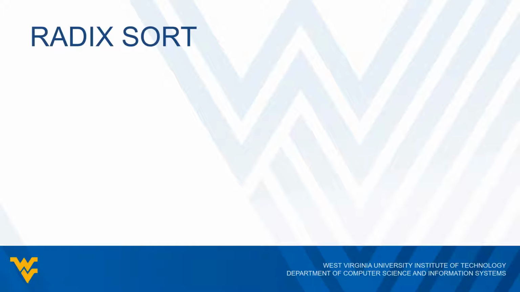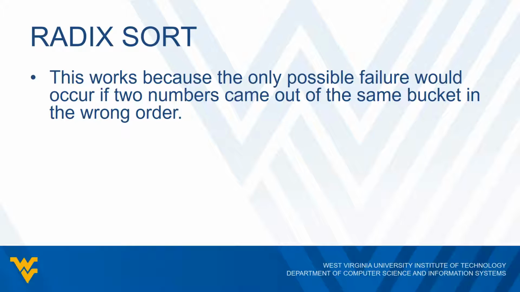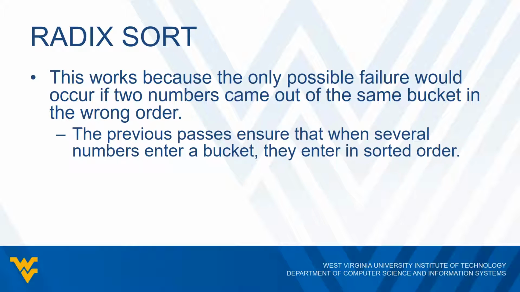This algorithm works because the only way that this could fail is if we get two numbers from the same bucket, but they come out in the wrong order. But as we saw in our example, the previous iterations ensure that whenever we have several numbers enter a bucket, they are going to be entered in sorted order. So this sorted portion will remain preserved. Therefore, the algorithm does work.